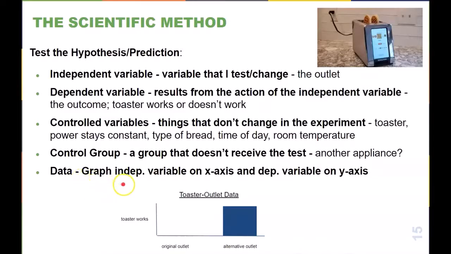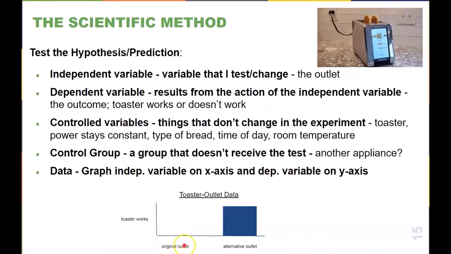The data is the graph that you produce after you run the experiment. So we always put the independent variable on the x-axis, the horizontal at the bottom. And then the dependent variable goes on the y-axis, the vertical axis. So I made a nice little bar chart here for this one. Sometimes a bar chart works for you. Sometimes it's a line graph or a scatter chart. But this one has the original outlet, right?